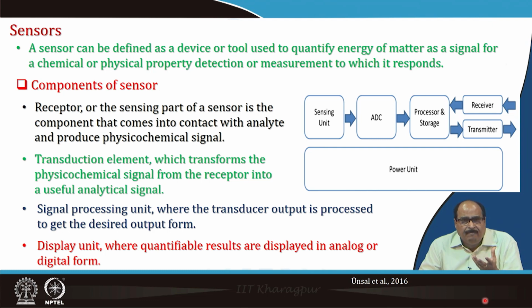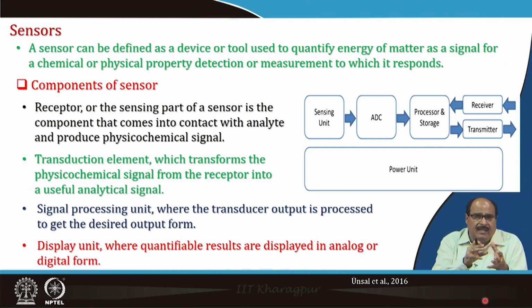A sensor can be defined as a device or tool used to quantify energy of matter as a signal for a chemical or physical property detection or measurement to which it responds. So, the components of a sensor include a receptor, which is the sensing part of a sensor, and this is the part which comes into contact with the analyte and produces a physicochemical signal. There is another component, the transducer element, and this transforms the physicochemical signal from the receptor into a useful analytical signal.